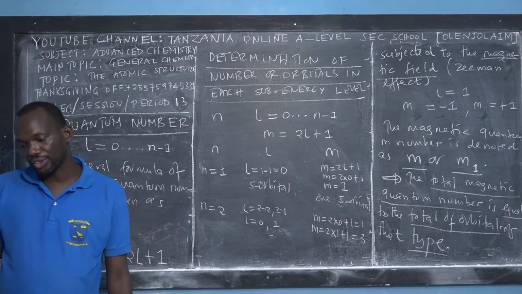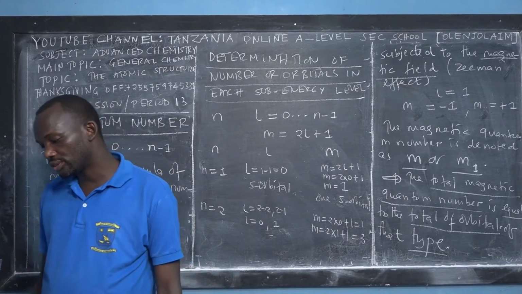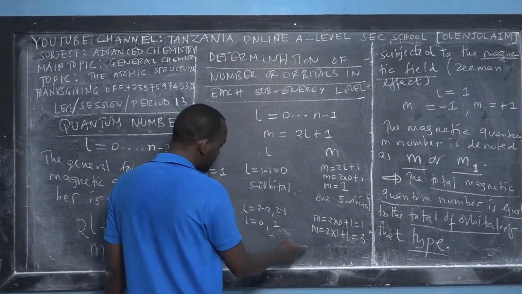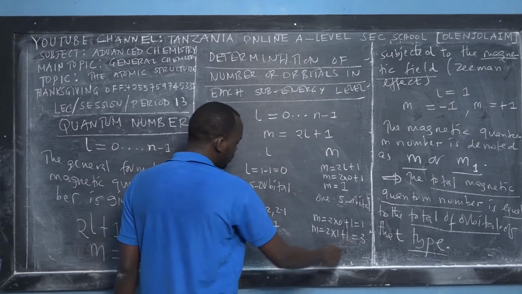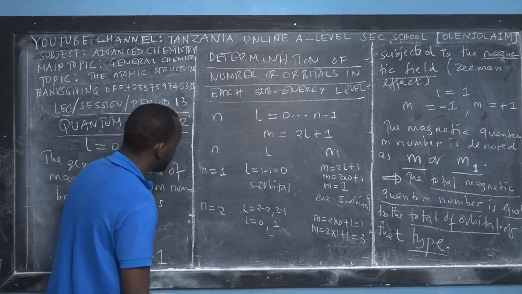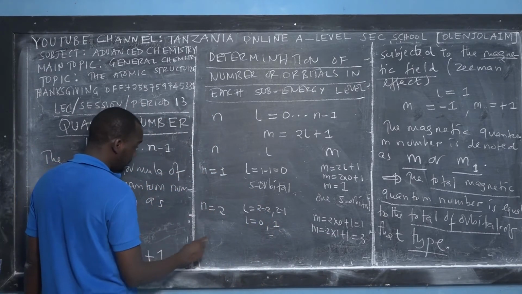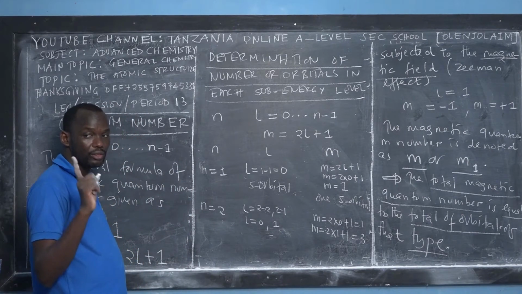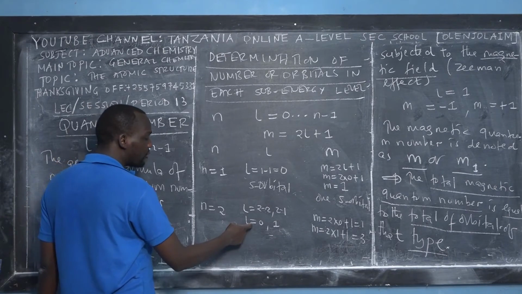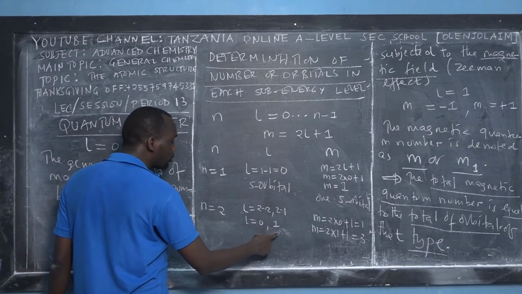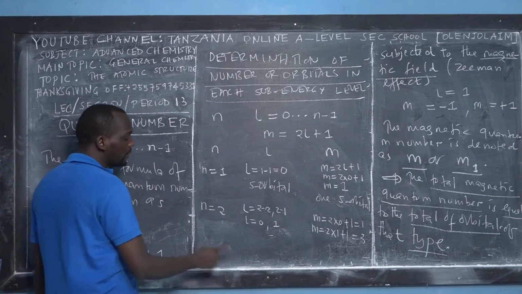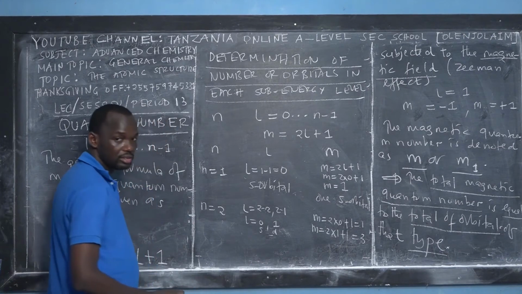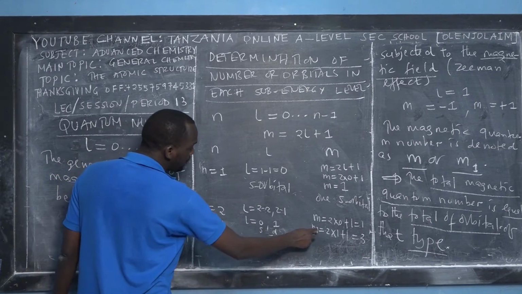Because it's equal to 3, the total number is 3, because 2 times 1 plus 1 is equal to 3. So when L is equal to 0, we have only one S orbital. But when L is equal to 1, it's another orbital. If you do remember that I told you in lecture 12, this is S and this is P. So according to this, we have m equal to 3.